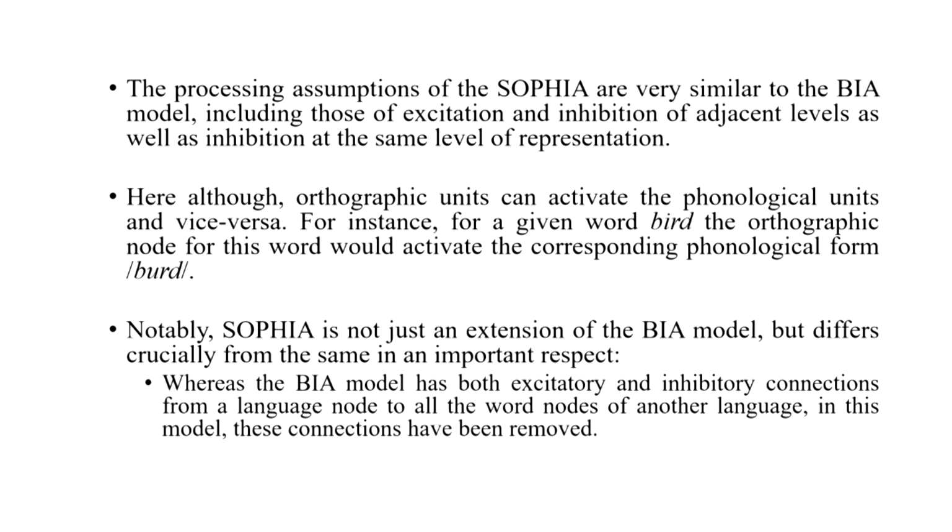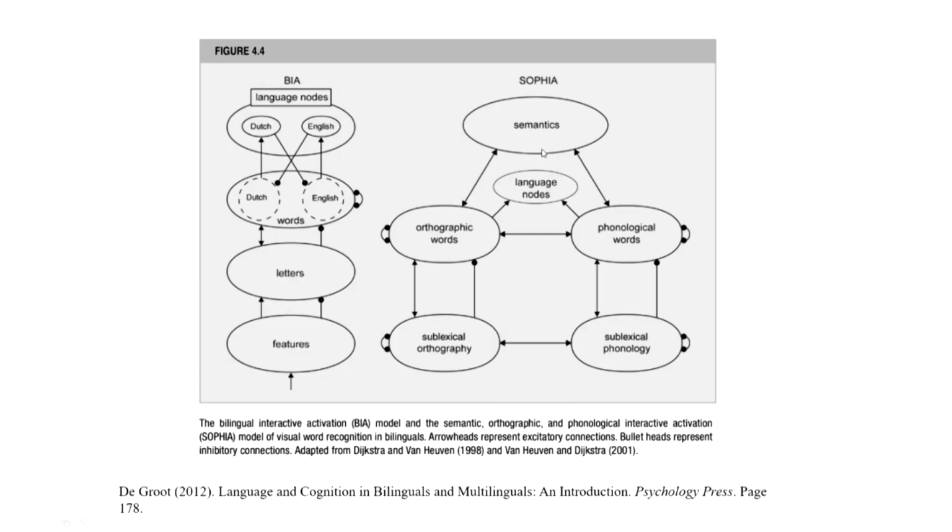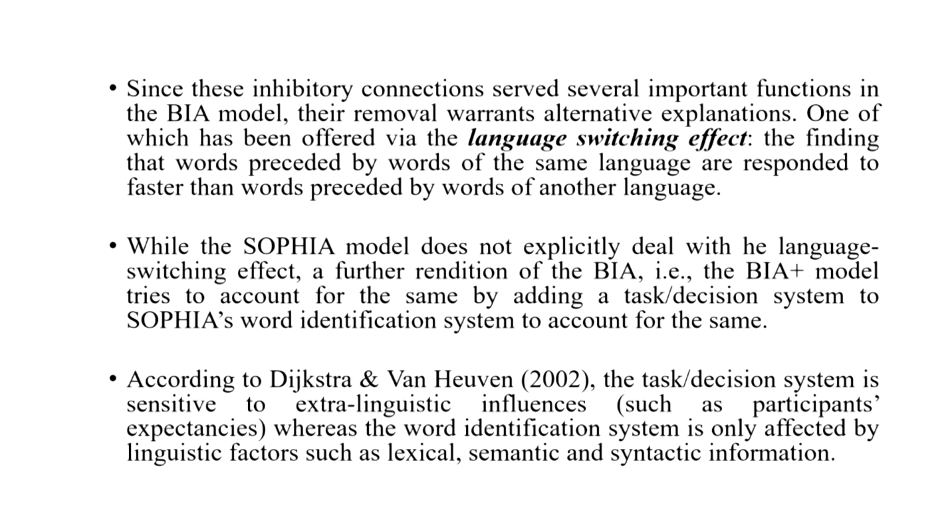Notably, SOPHIA is not just an extension of the BIA model, but it differs crucially from the same in a few respects. For example, whereas the BIA model has both excitatory and inhibitory connections from a language node to all the word nodes of a given language, in this model these connections have been removed. So, you can see here you cannot see the language nodes suppressing the candidates of either language. Now, since these inhibitory connections from language nodes to words of the other language were serving a very important purpose in the BIA model, their removal has warranted alternative explanations.